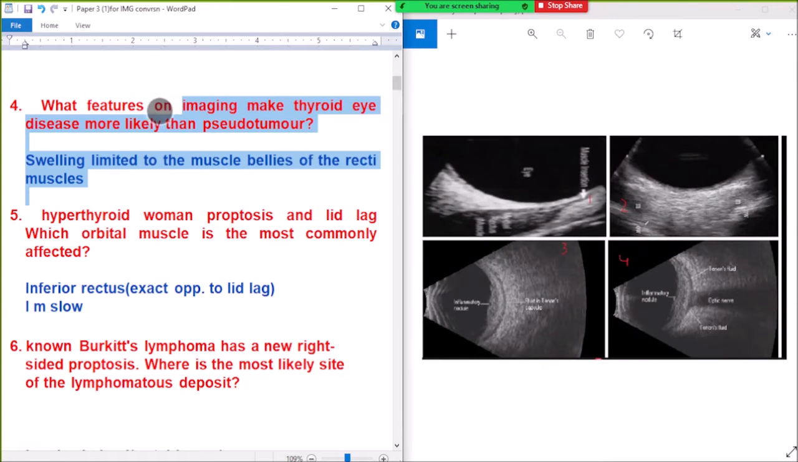What feature makes imaging of thyroid eye disease more likely than pseudotumor? Swelling limited to the muscle belly of the recti muscles.